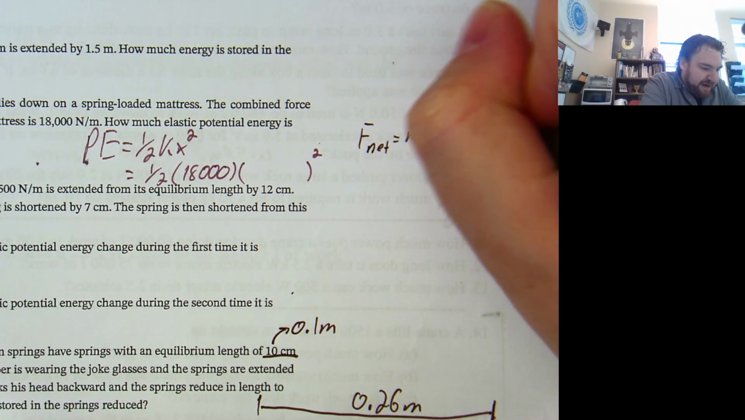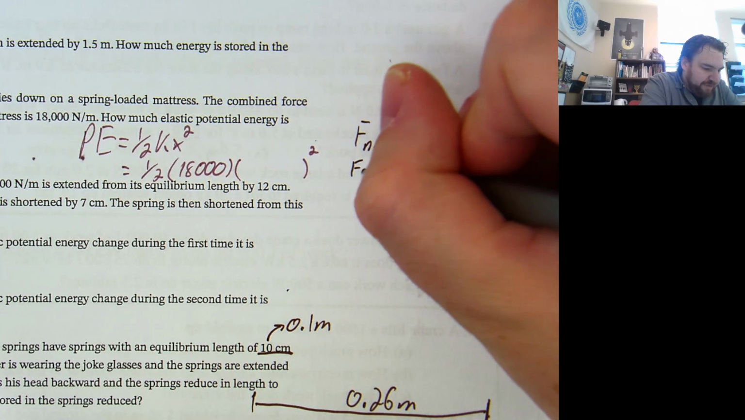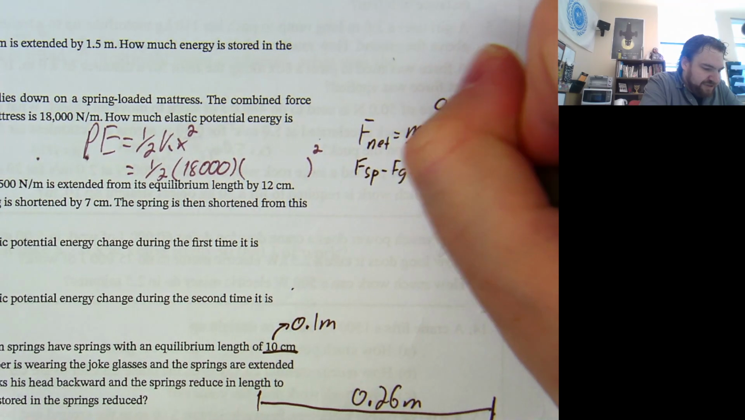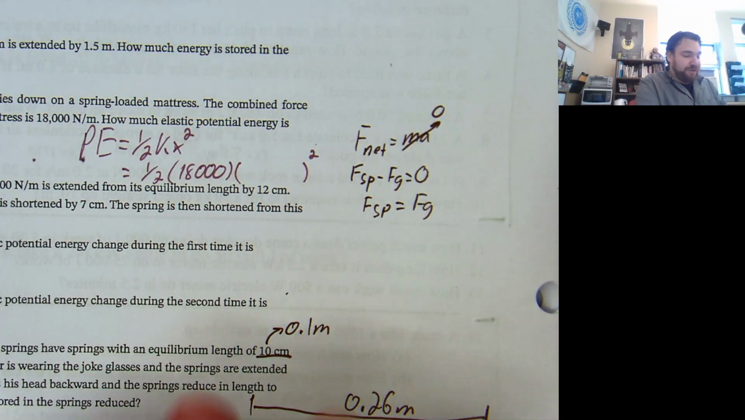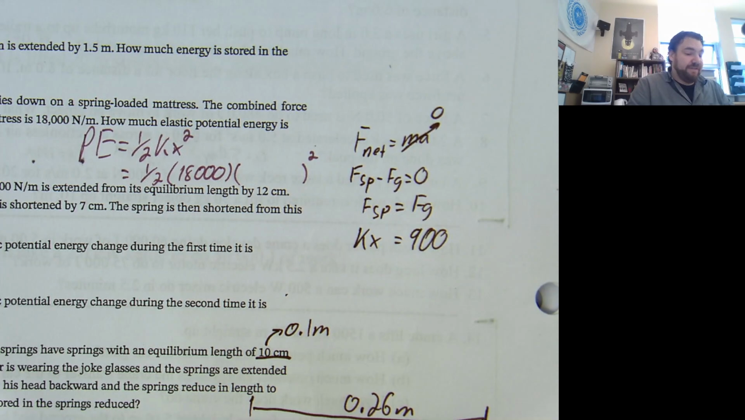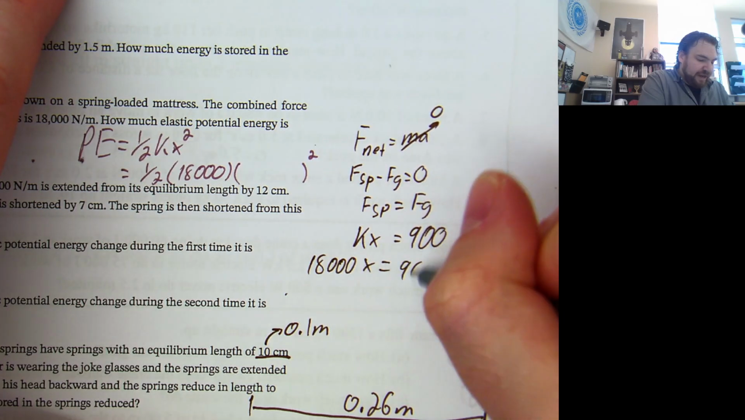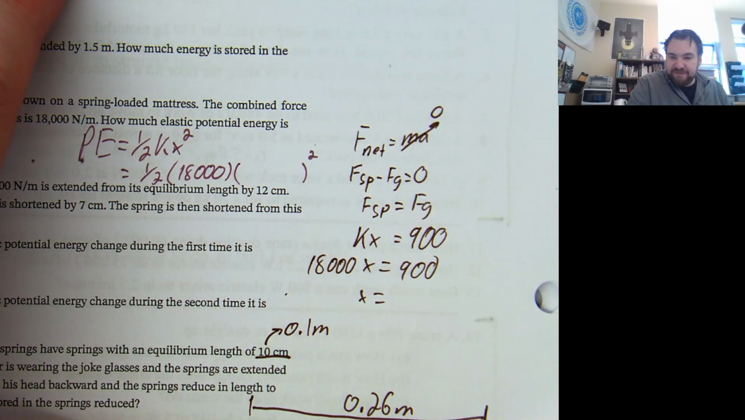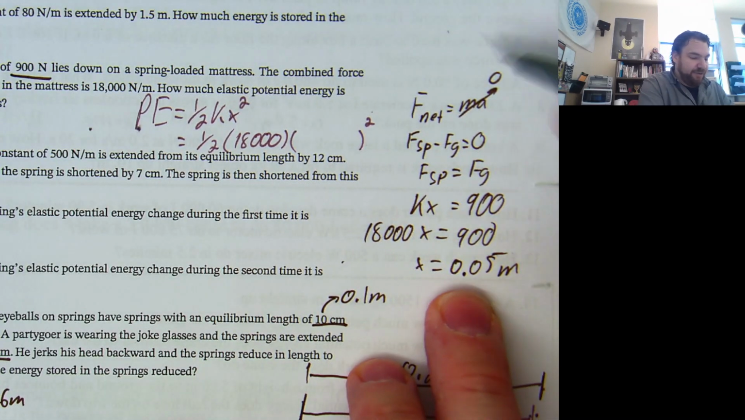F net equals ma. a is equal to 0 because the guy's just sitting on some springs. The net force is the spring force minus the gravity is equal to 0. So the spring force is going to equal Fg. The spring force is equal to kx, and Fg is equal to 900 because we're given that. We know k is 18,000. So 18,000x is going to equal 900. So the extension is going to have to be 0.05, 900 divided by 18,000. And that's going to be in meters. You take that value, you plug it in there right there.